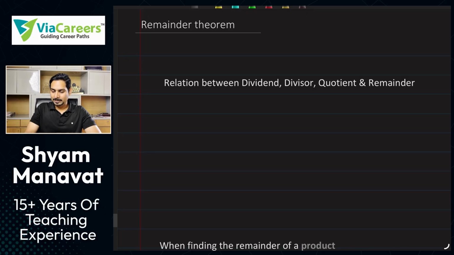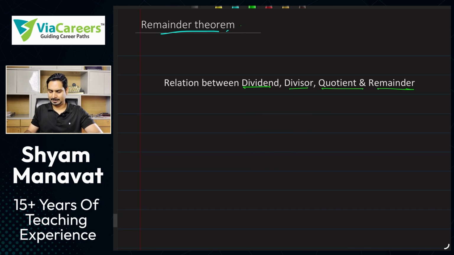This is Remainder Theorem. Many students confuse this with the unit digit concept, but it's totally different. So let's understand what is Remainder Theorem. Before we jump on to the exact theorem, let's understand the relationship between dividend, divisor, quotient and remainder.